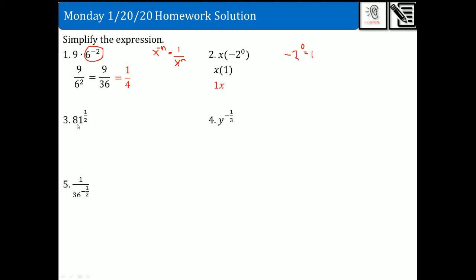Okay. Next, 81 to the 1/2 power. That is the same thing as saying the square root of 81. Okay. The square root of 81 is 9. And because 9 times 9 equals 81.